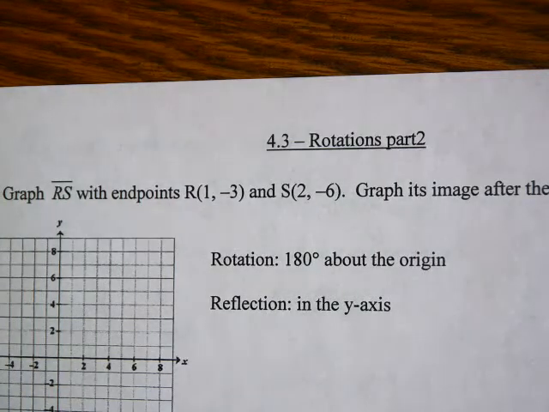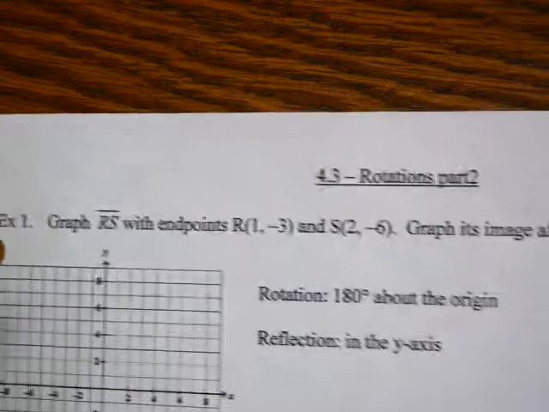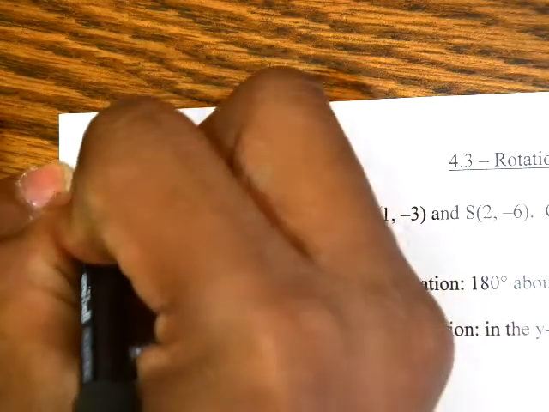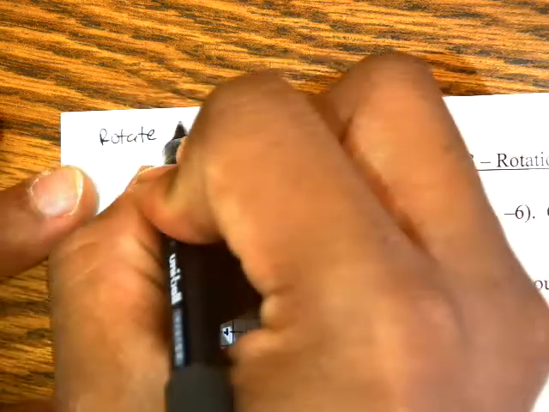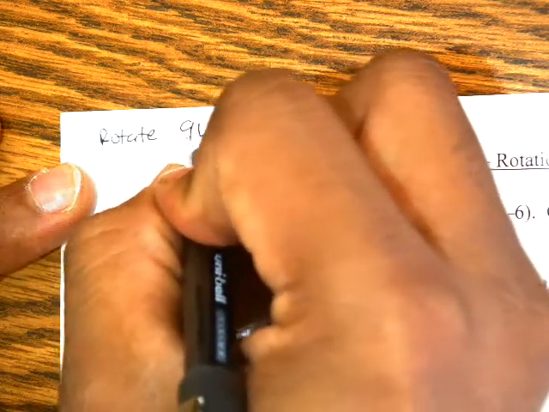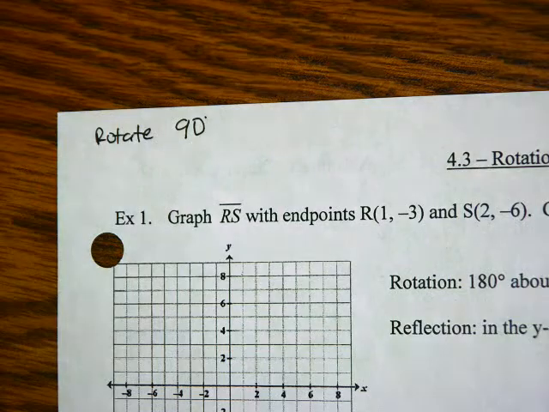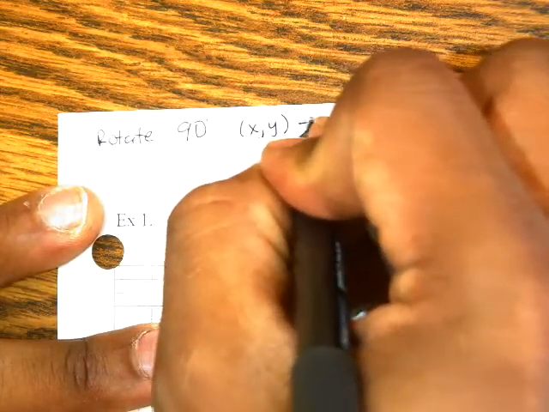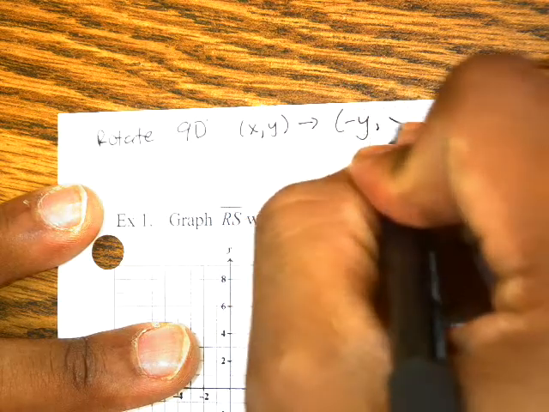Okay, so we're still doing rotations, and this is the second part of the lesson from 4.3. Before we get into this, we should review what the rules were for rotations and the various angles that you need. So if we rotate 90 degrees counterclockwise, the rule for that was negative y, x.